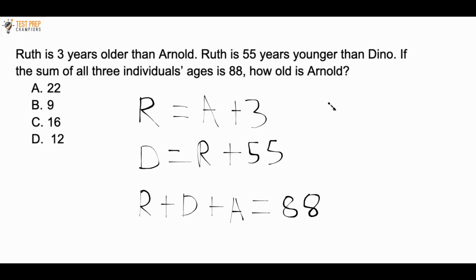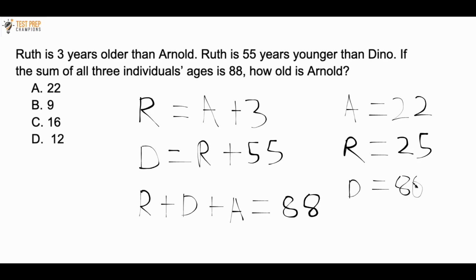So let's say that Arnold is 22. So if Arnold is 22, how old is Ruth? Well, we know that Ruth is 3 years older than Arnold, right? We know that R equals A plus 3. So if Arnold's 22, Ruth must be 25, because 3 plus 22 is 25. And we know that Dino is 55 years older than Ruth. So if Arnold's 22, we know that Dino is 80. Okay. So if we add up 22, 25, and 80, we get something greater than 88, so we know that A is not the correct answer here.